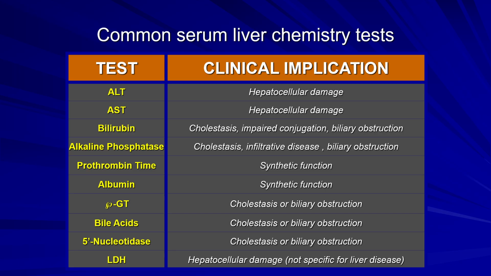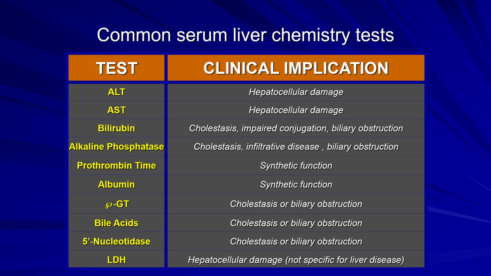It can be increased in pure disorders of bilirubin metabolism, such as Crigler-Najjar or Rotor syndrome, as I mentioned before, and it will be increased also in biliary obstruction. Both the alkaline phosphatase and the gamma GT are increased in cholestasis, and they are increased in infiltrative disease, such as when the liver is infiltrated by malignant metastasis. Both will be increased also in biliary obstruction.